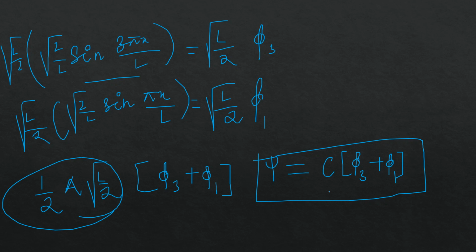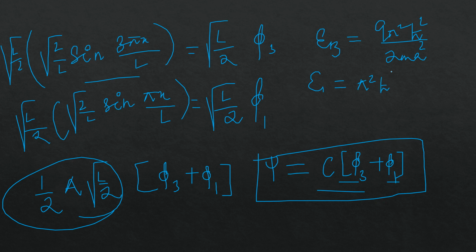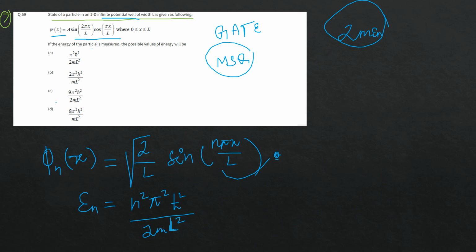So now you can tell me the energies. These are two superposition of two states, so there will be two energies. E3 will be n square pi square, that will be 9 pi square h cut square divided by 2 m L square. And for the second wave function, E1 is equal to pi square h cut square divided by 2 m L square. So these will be your two answers, and you can check if they are in the options or not. 9 and 1, so this will be your option C and option A, isn't it? So that will be the answer.